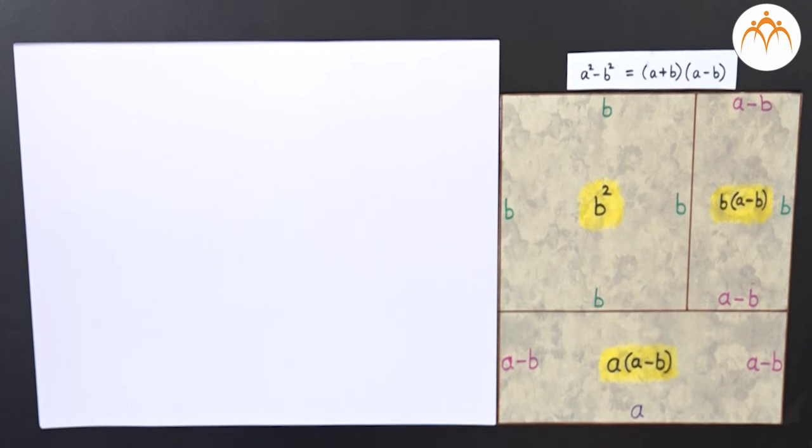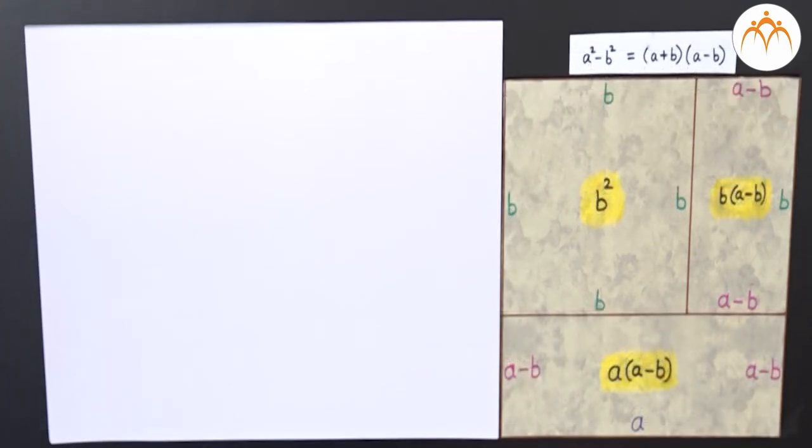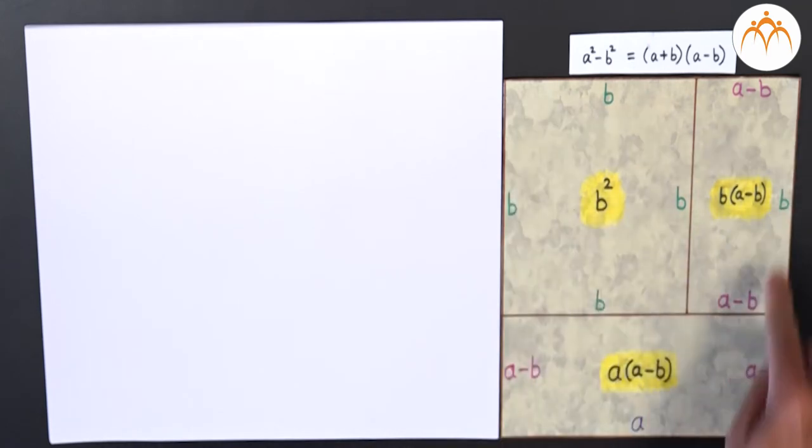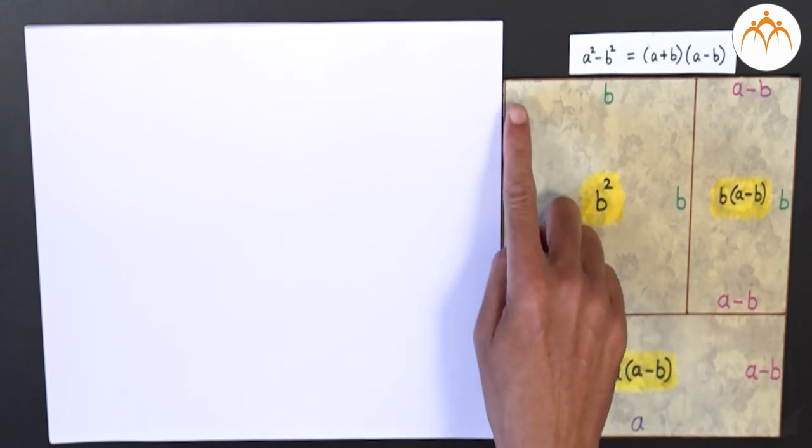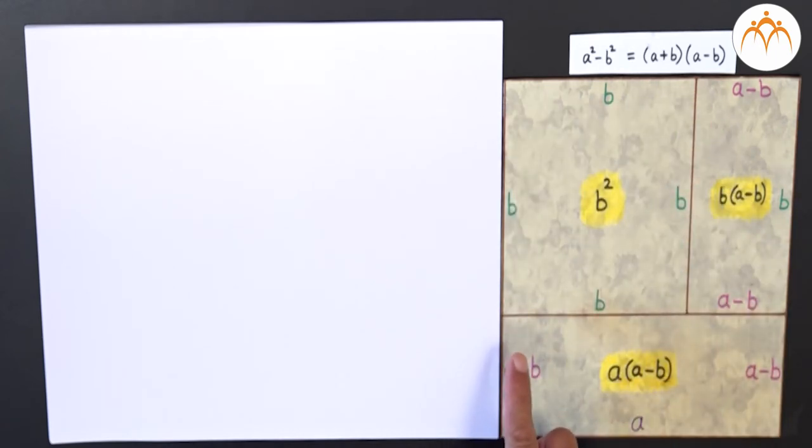Now, let us try to expand a² − b². What do we mean by a²? It is the area of a square with side a, and b² is the area of a square with side b, correct? So, when we say a² − b², actually we are subtracting the area of a square with side b from the area of a square with side a, correct? So, to demonstrate, let us first have a square with side a. Now, let us draw a small square of side b inside the square.